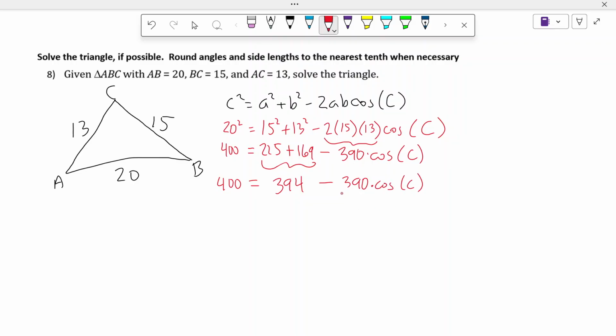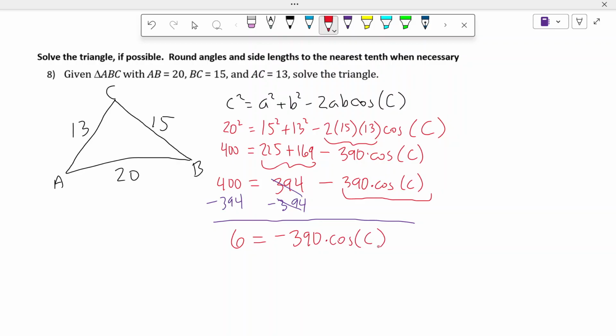And once again, we cannot do that subtraction here because this is all stuck together with multiplication. What we can do, though, is actually subtract 394 from both sides to consolidate all that over on the left side. So these cancel. And now we've got, what is that? That's just 6, right? 6 equals, and then we have the negative 390 multiplied with the cosine of angle C. And we've almost got angle C isolated. First, we got to get rid of this multiplication. So we're going to divide both sides by negative 390.